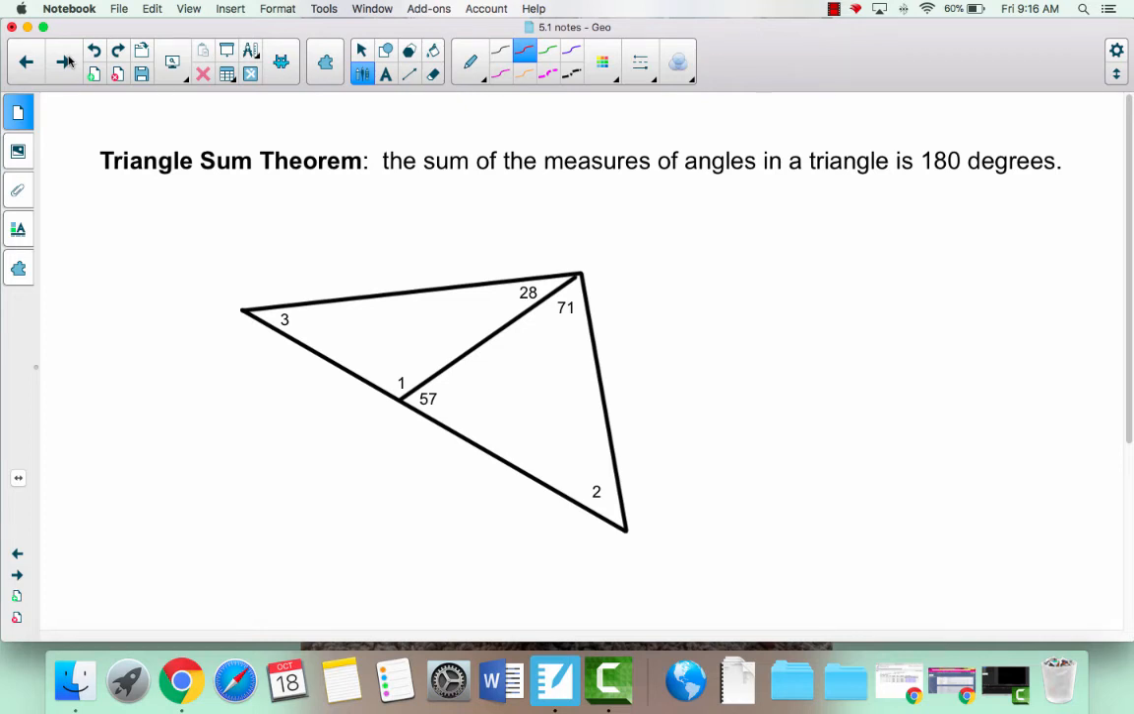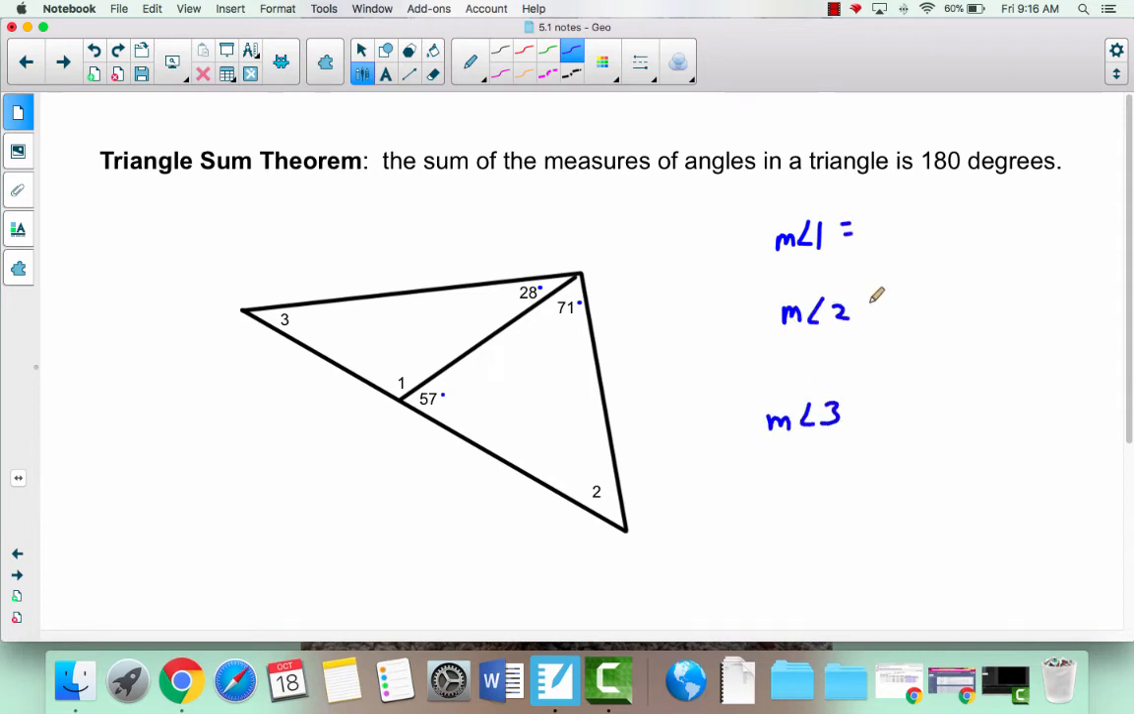The next theorem that we're going to be talking about is the triangle sum theorem, and hopefully this will seem familiar. What this theorem says is that the total of all the angle measures in a triangle should add up to 180 degrees. And this is very, very useful when you are trying to calculate side or missing measures. For example, in this picture, we have three different angle measures given, and they want us to find the measure of angle 1, the measure of angle 2, and the measure of angle 3.